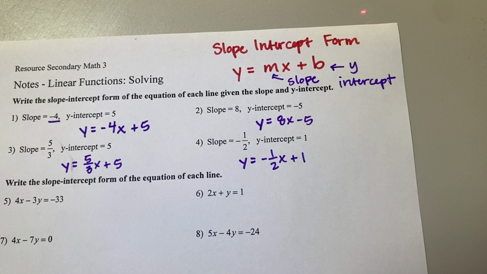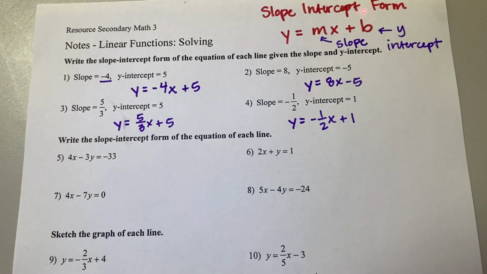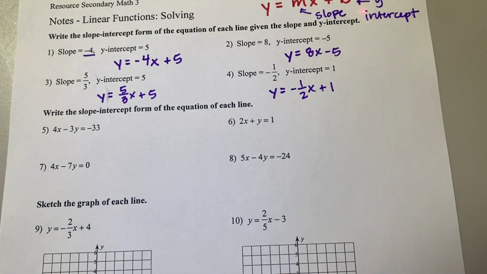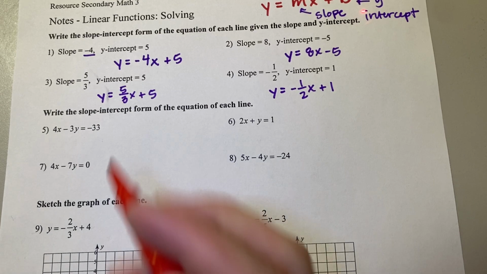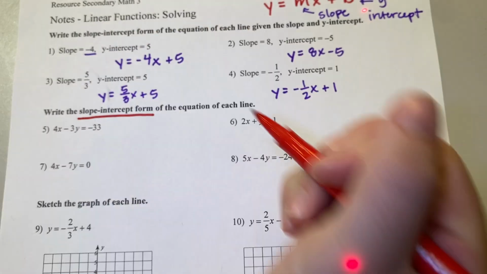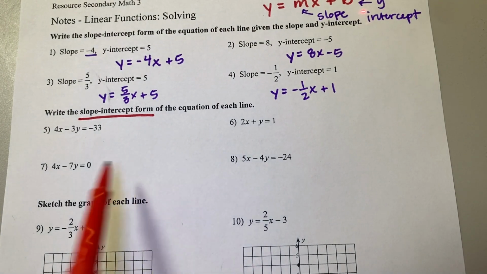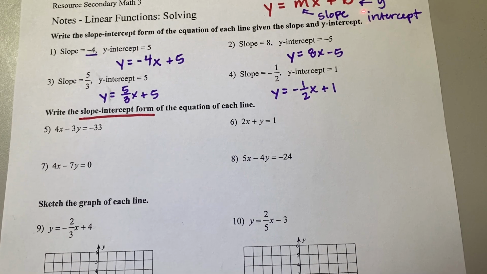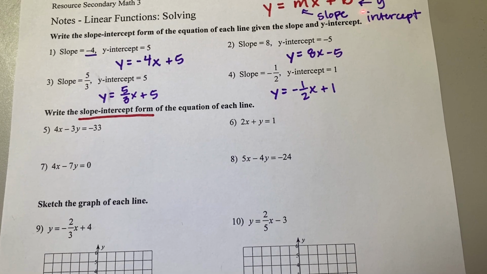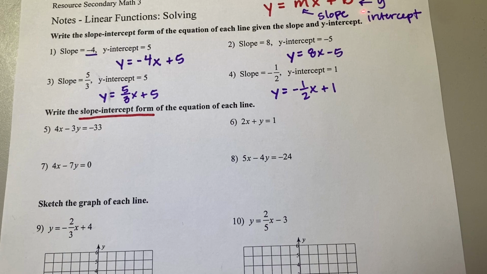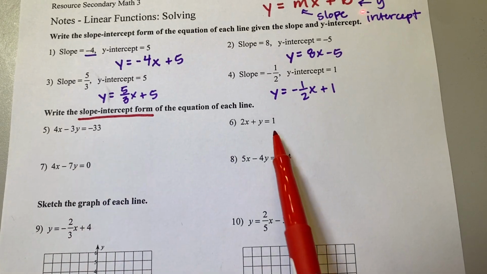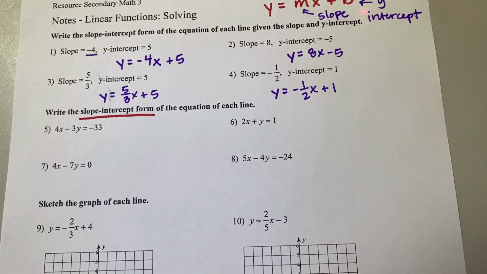Okay, so let's look at numbers 5 through 8. Now, it's asking us, write the slope-intercept form of the equation of the line. So again, we're looking for that slope-intercept form that we identified at the top of our paper. But are these guys written in slope-intercept form? Do we see y equals on any of them? Nope. Y needs to be all by itself. We see a lot of stuff on the same side as my y.